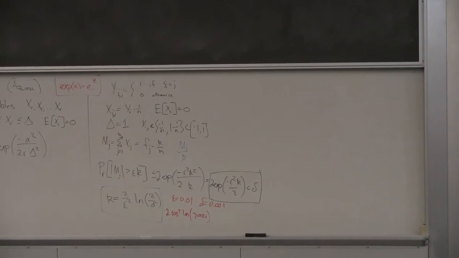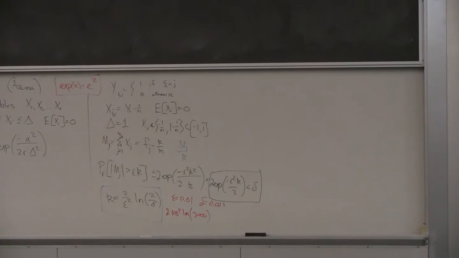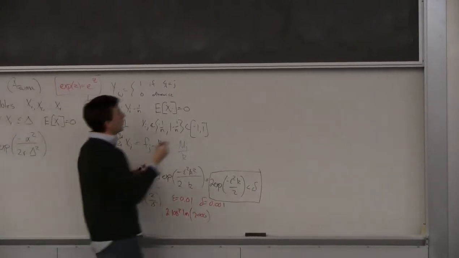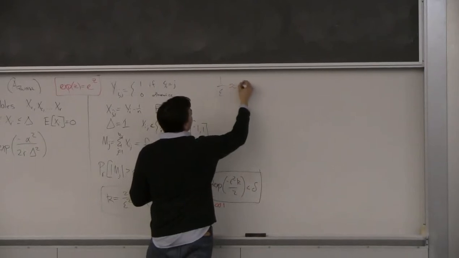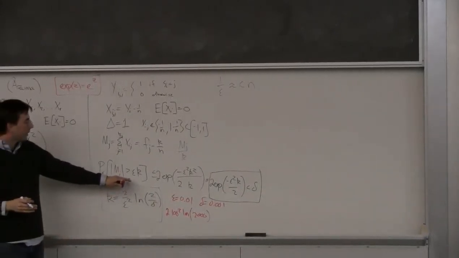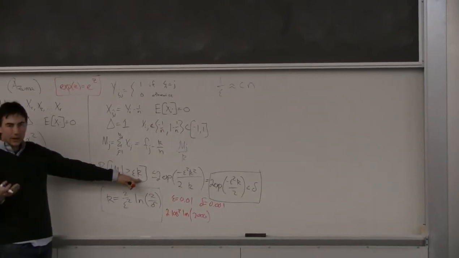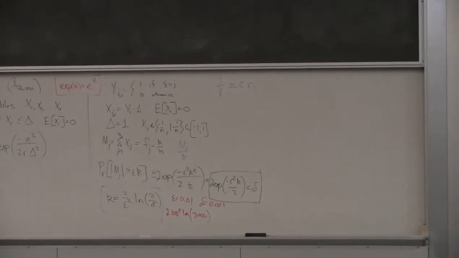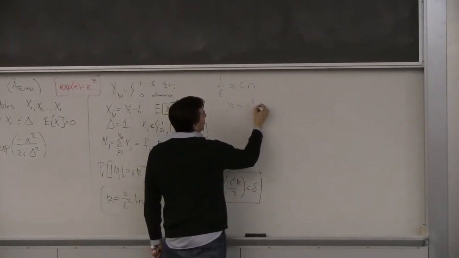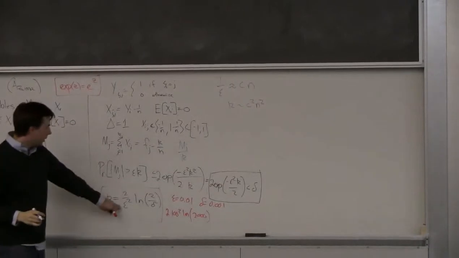So I'll try and convince you now that this 1 over epsilon is going to be roughly some constant times n. If you do this, then epsilon k should turn out to be a constant. So if I do this, then k is going to be roughly c squared times n squared, right? Because k was roughly 1 over epsilon squared.